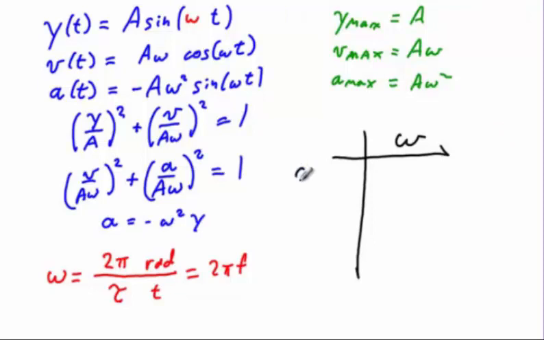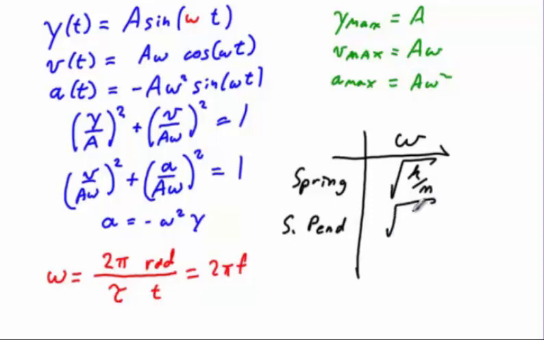The first of these three is a mass on a spring. In that case, the omega value is the square root of the spring constant k divided by the mass m. The next instance is a simple pendulum. A simple pendulum is a single point object at the end of a massless string, and it oscillates in accordance with the square root of g divided by the length of the pendulum L.